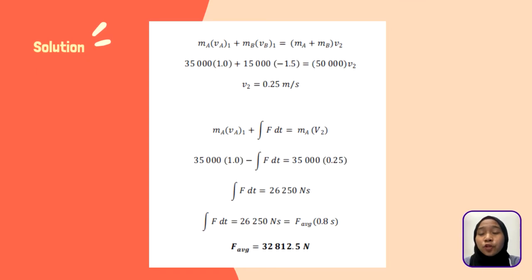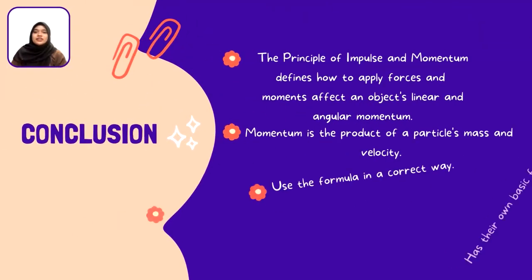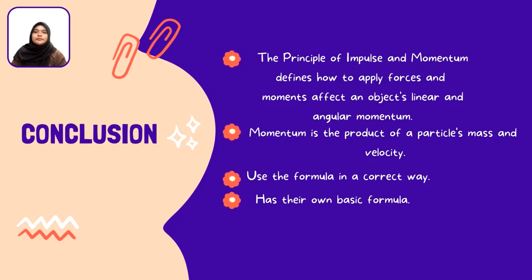Okay, substitute all of the information in the formula. MAVA1 plus MBVB1 equals MA plus MB multiplied by V2, and V2 we will get 0.25. Then use the V2 in the second formula, where we want to find the F average, and we will get 32,812.5 Newton.